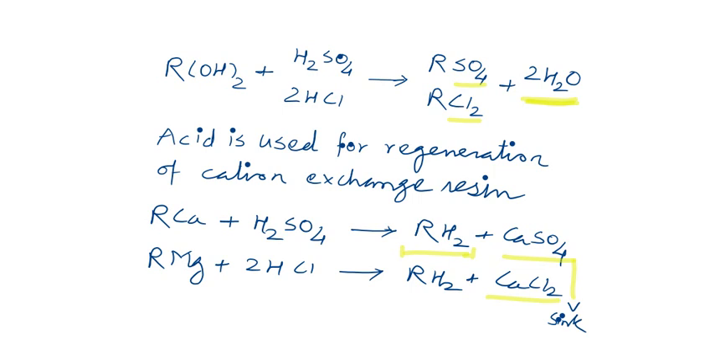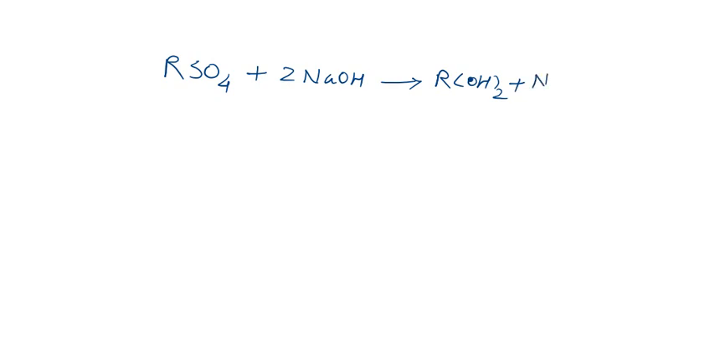And similarly, we can see that the anion exchange resin which is exhausted, having RSO4 being the exhausted resin, when you treat such resin with alkali NaOH, then ROH by 2 is formed, plus you will see that sodium sulfate is formed.